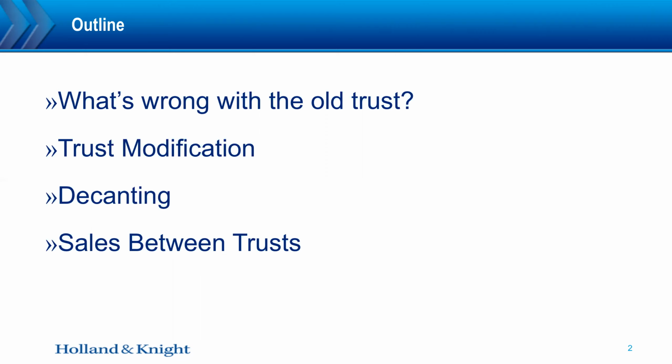The last idea that I'll cover is sales between trusts. So if you've got an old policy sitting in an old inflexible insurance trust, and you want to figure out what to do with it, and maybe modification or decanting is not available, another alternative would be to have the trustee of trust number 1 sell that policy to a newly created trust created by the same grantor, the same creator of trust number 1.